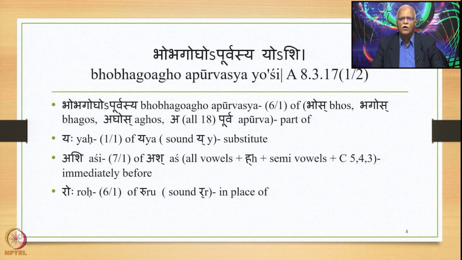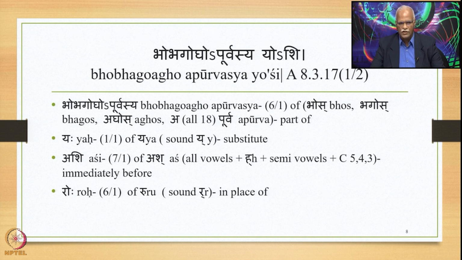Let us take up Bho Bhago Agho Apurvasya Yo Ashi, 8.3.17. This sutra has got three padas, Bho Bhago Agho Apurvasya, Yah and Ashi. Ruh is continued. So Bho Bhago Agho Apurvasya is 6/1 of Bhos, Bhagos and Aghos, and Apurva is an adjective. So Apurvasya, where a is purva. A stands for all 18 varieties of a. The sixth case in Bho Bhago Agho Apurvasya means part of. Yah is 1/1 of ya, which refers to the sound ya, and so this 1/1 refers to the substitute.